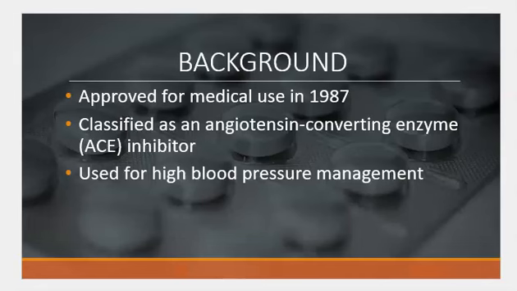Lisinopril was originally patented in 1978. However, it was not approved for medical use in the United States until a decade later. It is classified as an angiotensin-converting enzyme inhibitor. Currently, lisinopril is used for a variety of treatments, one of the most common being high blood pressure management. Research has shown that it can also improve survival chances following a heart attack.